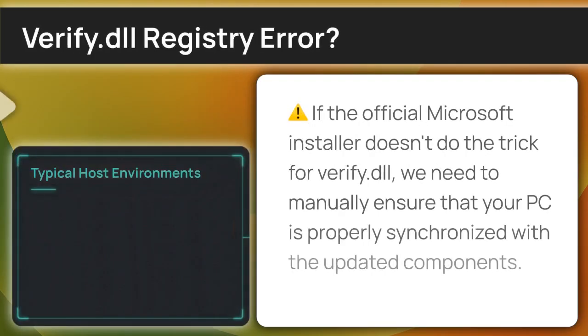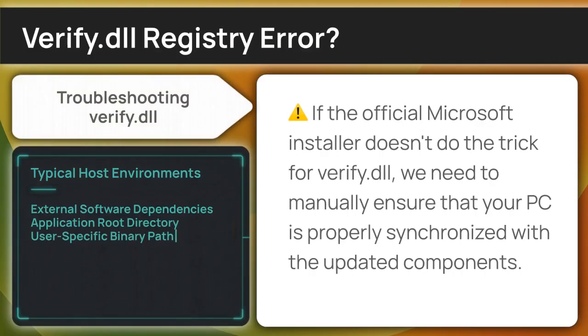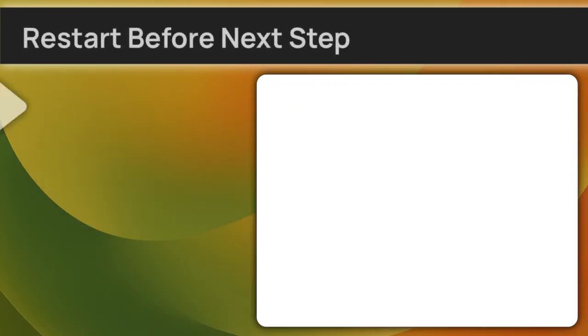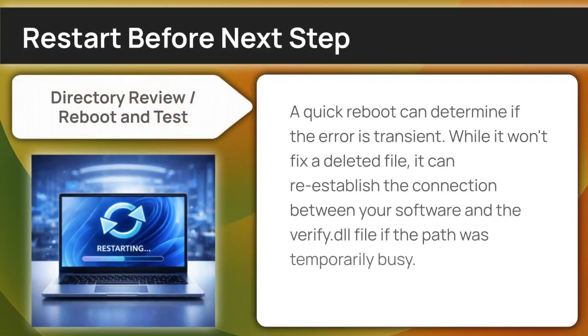If the application still won't initialize, we need to shift our focus to how the Windows loader is interacting with the library. Performing a restart can determine if the error is just a transient environment glitch. A reboot refreshes your system's path variables and can sometimes reestablish a broken link to the Verify Library file.